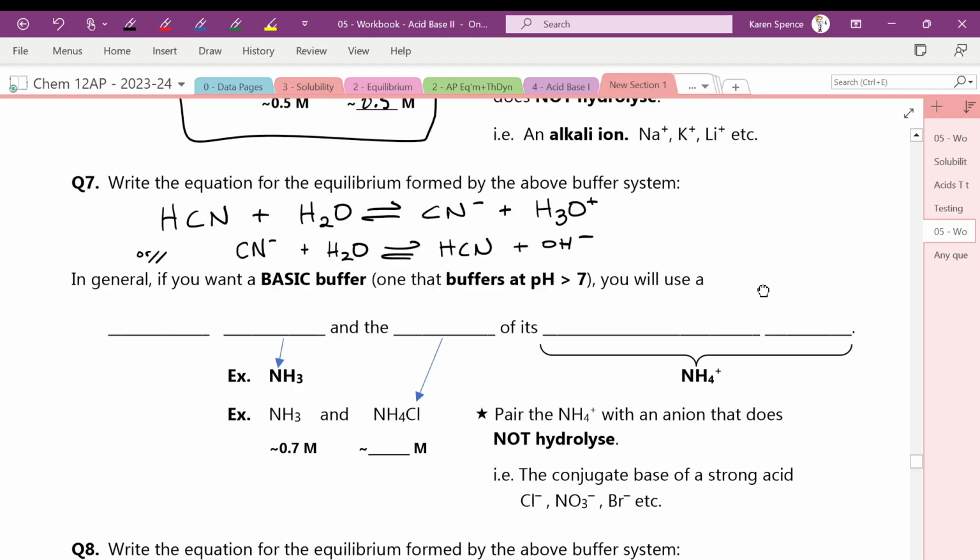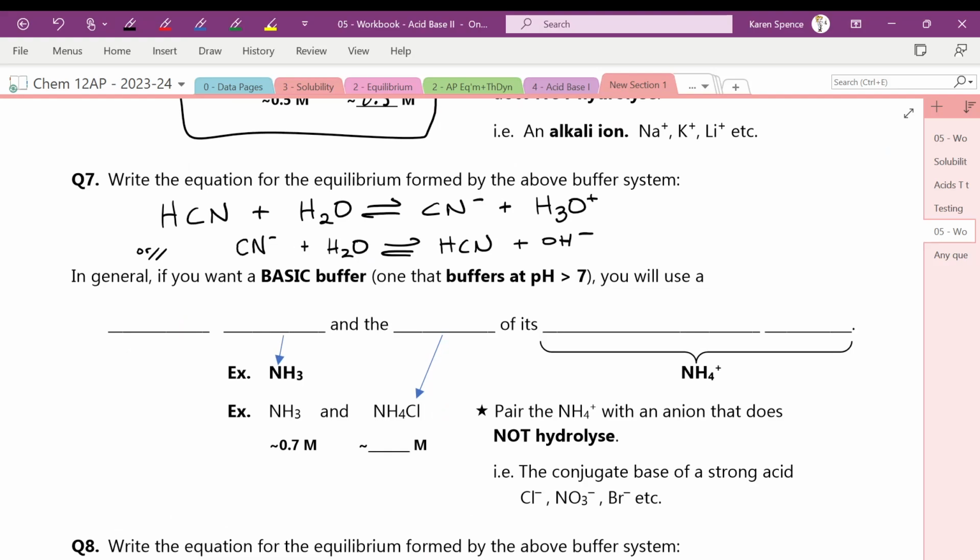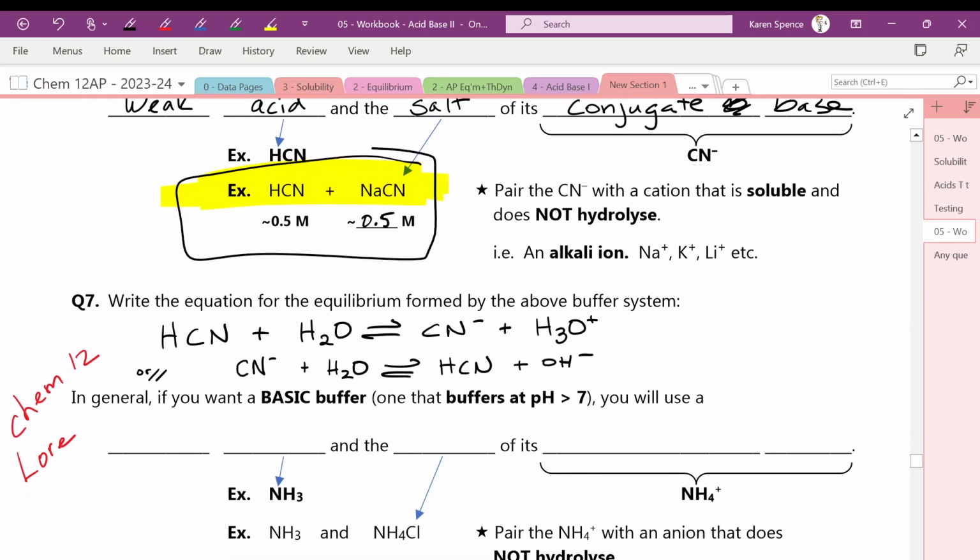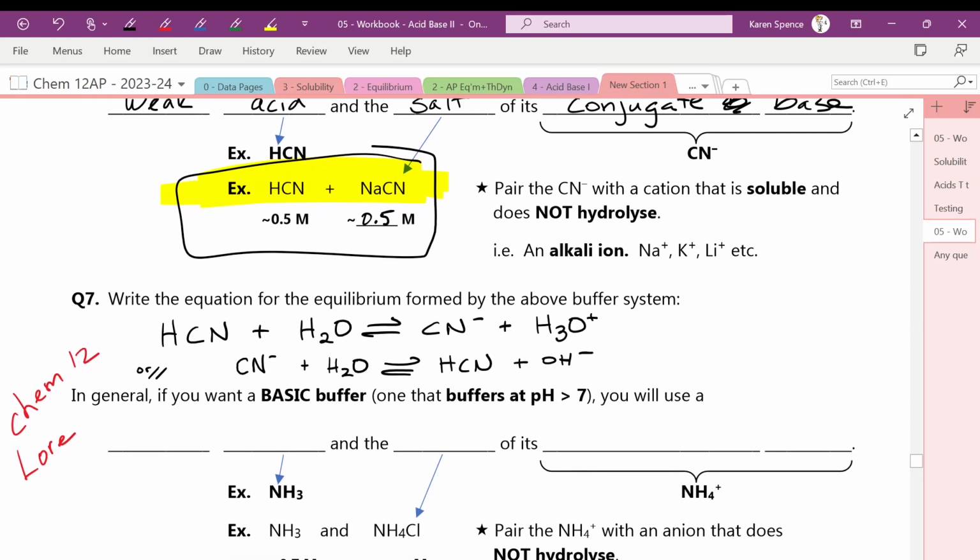Now again, if you want a basic buffer, this is again Chem 12 lore. We'll call it lore. Because is it true that every time you have a weak base and the salt of its conjugate acid, that you will buffer above pH 7? The chances are, yes, it's most likely the case, but it would depend upon the KB, right?